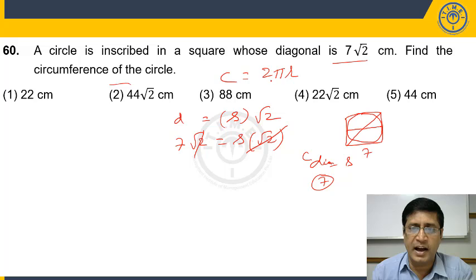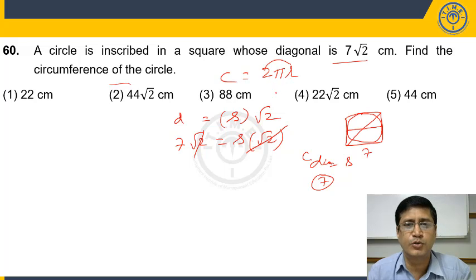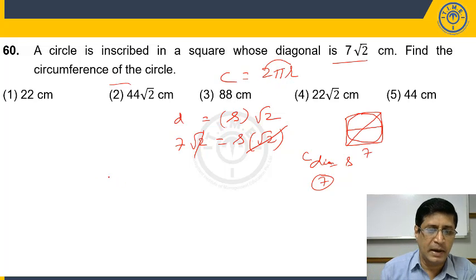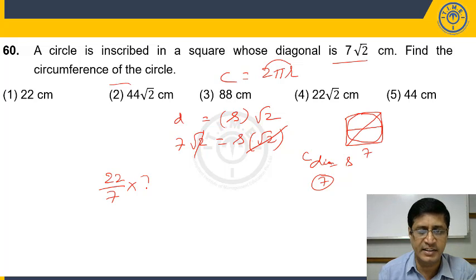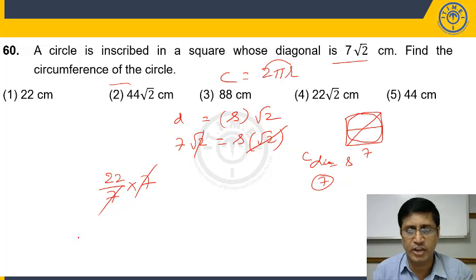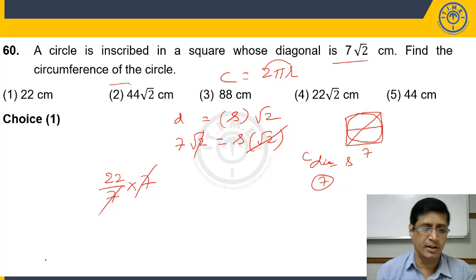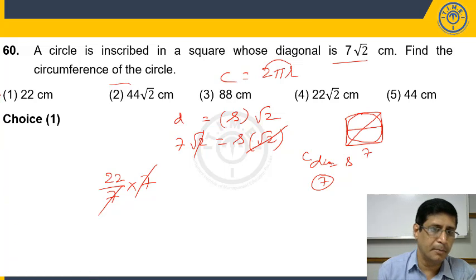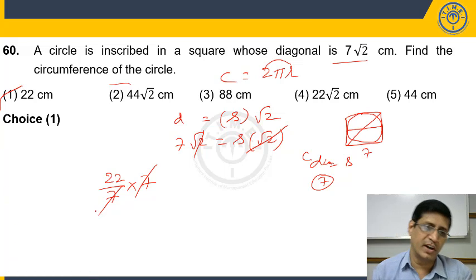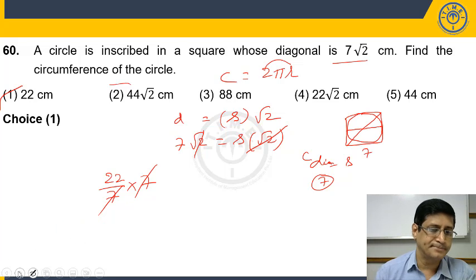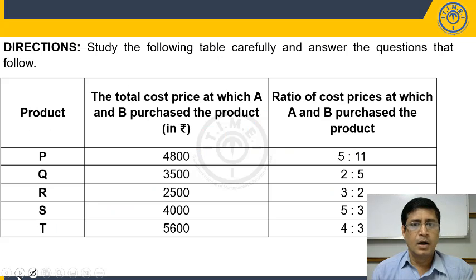So 2 pi r means 2 into r is equal to 2r, that is the diameter. The approximate value of pi is 22 by 7. 22 by 7 into the diameter, that is 7. So 7 and 7 get cancelled. The remaining is the answer, that is 22 centimeters. So the right choice is option number 1. The first choice is the right choice. Okay. Now look at the next example.